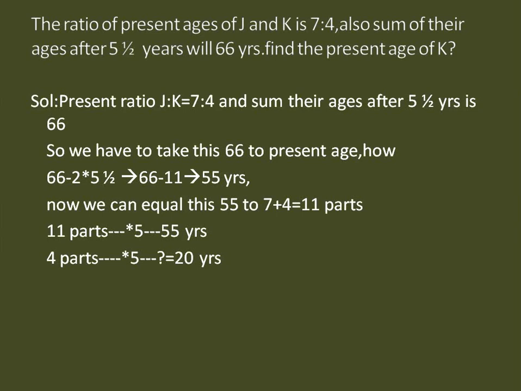Now we have the present ratio. 7 plus 4, that is 11 parts. This 11 parts equals 55 years. You need to find the present age of K. So 4 parts you need to find. 11 parts are 55, 4 parts are 20 years.